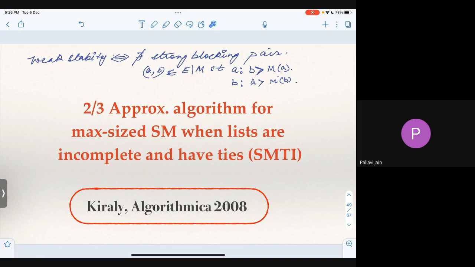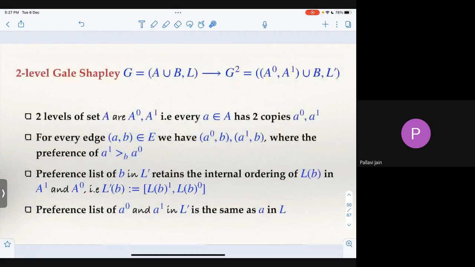So for a long time, people wondered, can that half bound be broken? And so in 2008, Kiraly gave a really ingenious algorithm, which I will just repeat, and the proof is really that simple. For the purpose, it's a bit easier if you just assume that from the men's side, there are no ties, let's say.